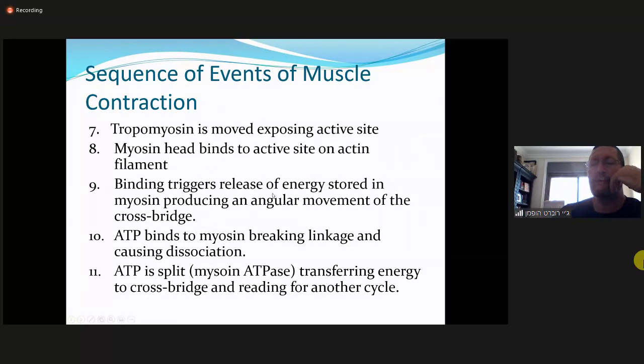This bonding will trigger release of energy that's stored in myosin that produces an angular movement of the cross bridge. The ATP then is going to bind to myosin, breaking the linkage, causing dissociation, and the ATP is split with the enzyme myosin ATPase, transferring energy to the cross bridge and getting it ready for another cycle. This 11-step process, if you know this and you can recite it by heart, you understand muscle contraction.